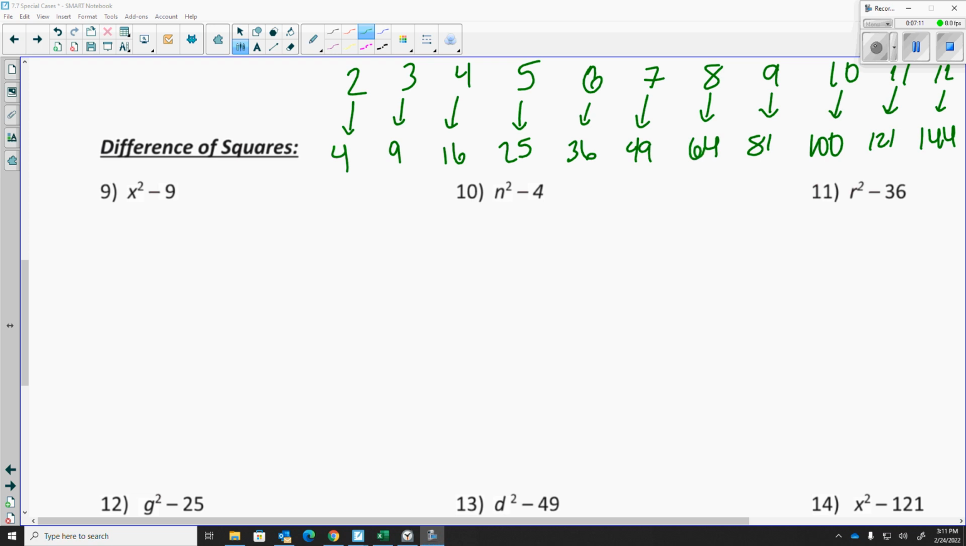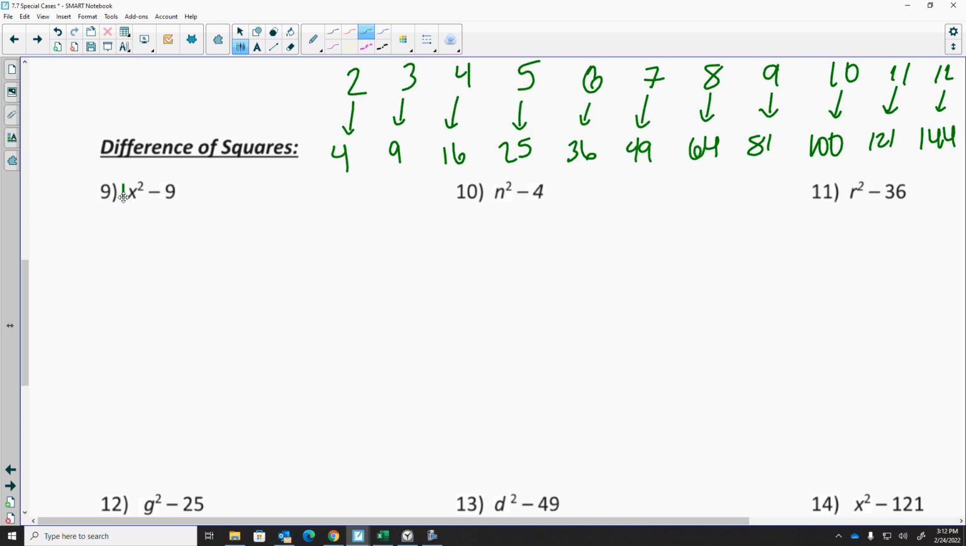Well, let me ask you this. What's the leading coefficient of this thing? What's in front of everything? X squared, but what's in front of that? A 1. 1 is in front of that. Okay, so if you have one that looks like this, I need you to ask yourself this question.